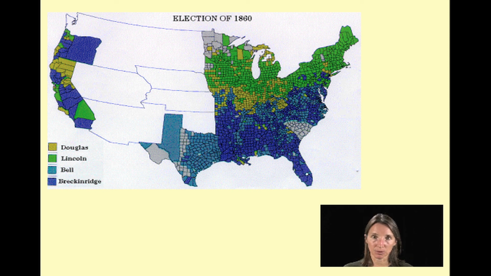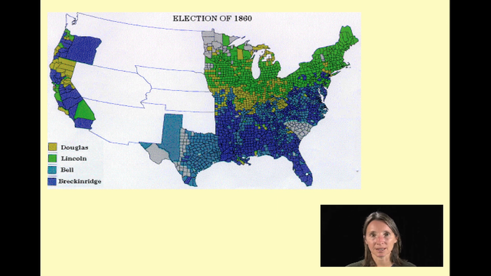And one of the planks of the Republican Party platform was that there would be no expansion of slavery. And he won. He won the election in a party that said, we don't want slavery to expand. And the Southerners were like, oh, this guy can't be our president. We need our own country.